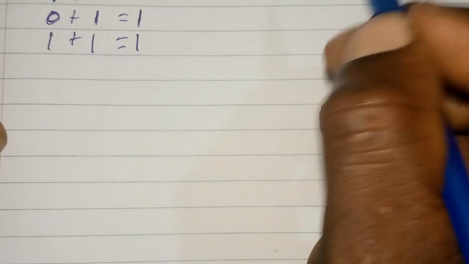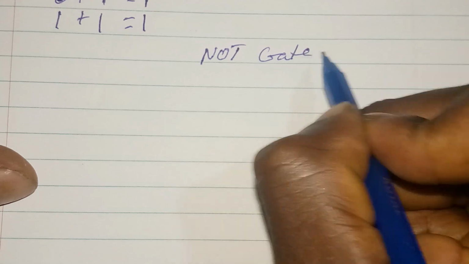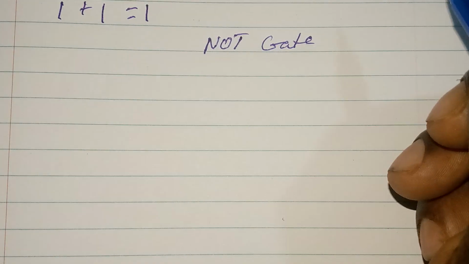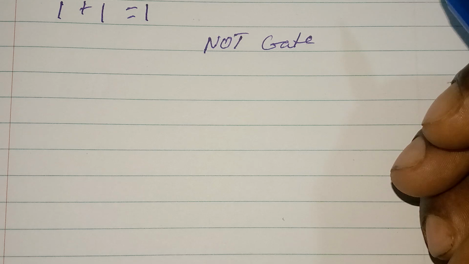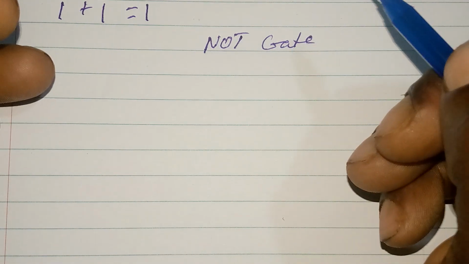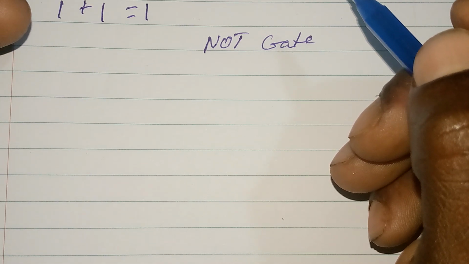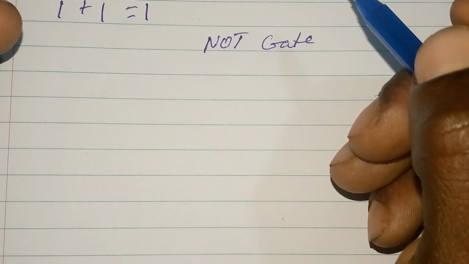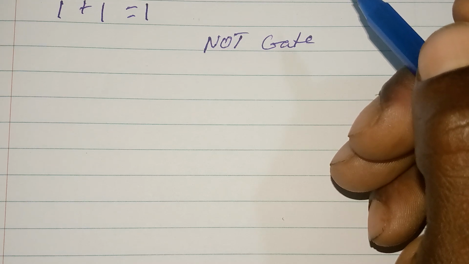Now, let's also talk about the NOT gate here. What is actually the NOT gate? The NOT gate is also known as an inverter because the input is really the inverse of the output. That means if the input is on, the output is off. If the output is 0, then the input will be 1.